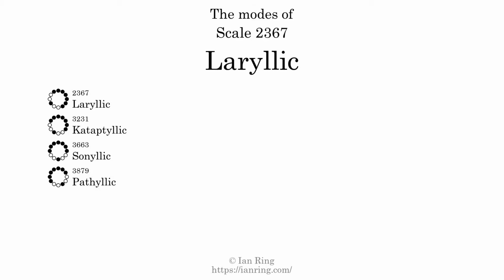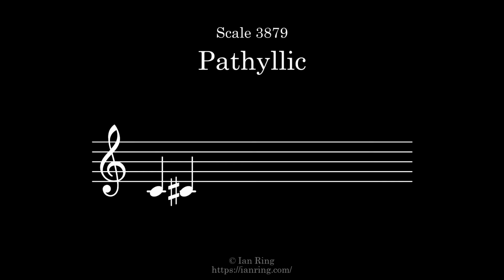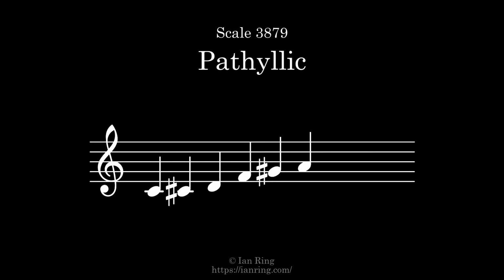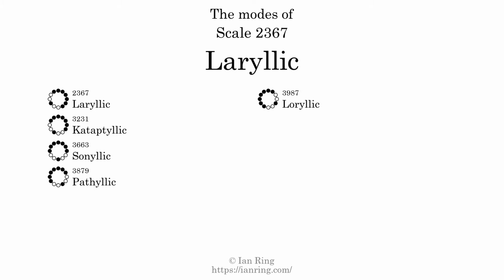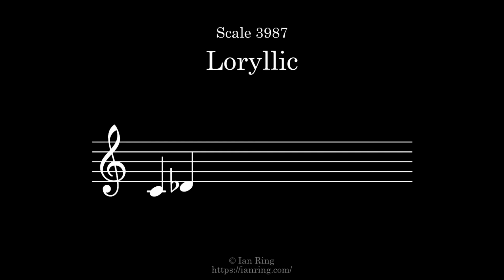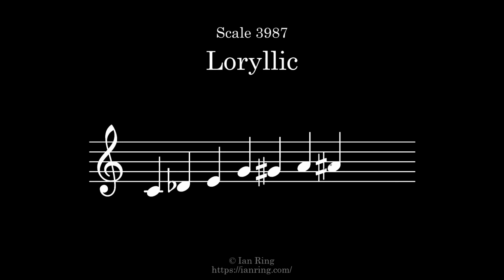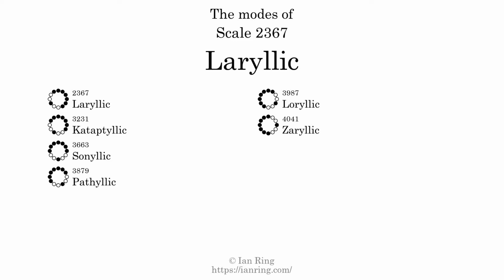The fourth mode is scale 3879, also known as Imperfections. It sounds like this. The fifth mode is scale 3987, also known as Laryllic. It sounds like this. The sixth mode is scale 4041, also known as Laryllic. It sounds like this.